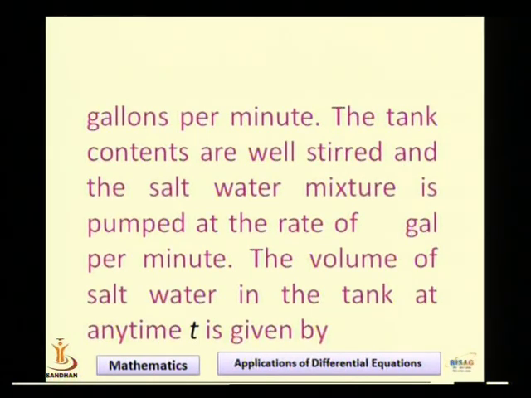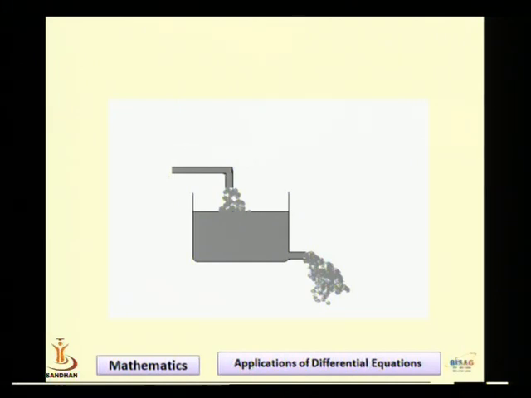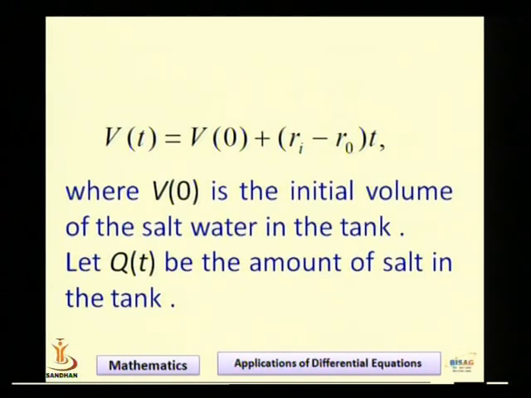Now, the volume of salt water in the tank at any time t. So, this situation I have shown. The salt water is flowing into the tank and it is flowing out from the tank. Then the volume of the solution at any time t is given by this equation: V of t is equal to V of 0 plus (Ri minus R naught) into t.